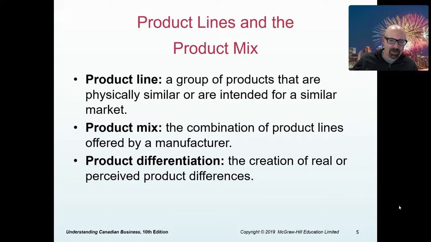Product mix is a combination of product lines offered by the manufacturer. Okay, so in the case of Apple, we're looking at product lines. What product lines do we have? We have iPhones, we have iPads, we have desktop computers in general. Okay, don't really have too many desktops anymore. They're more laptops. Okay, so those would be 3 product lines, and those product lines would be part of the product mix offered by Apple.